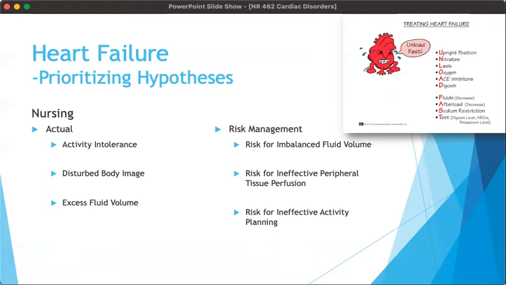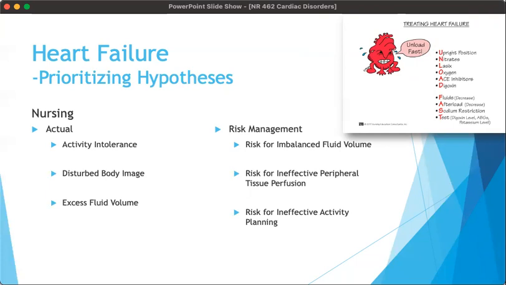Disturbed body image. This is really about people who are not comfortable with the way their body is looking compared to normal. When patients develop an exacerbation of, say, right-sided heart failure and the edema in their legs gets really large, it can definitely lead to a disturbed body image. And then excess fluid volume. This is addressing the etiology of the disease. Most of our symptoms are, again, focused on volume status. So volume overload produces an exacerbation of heart failure.